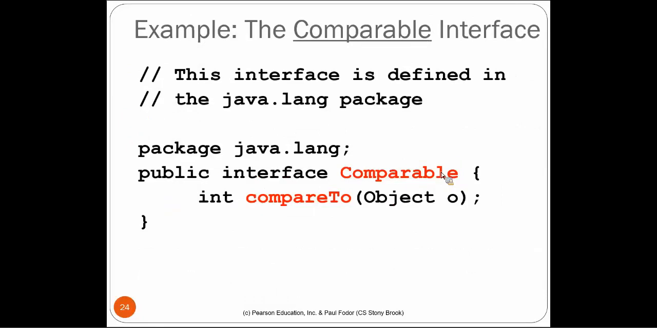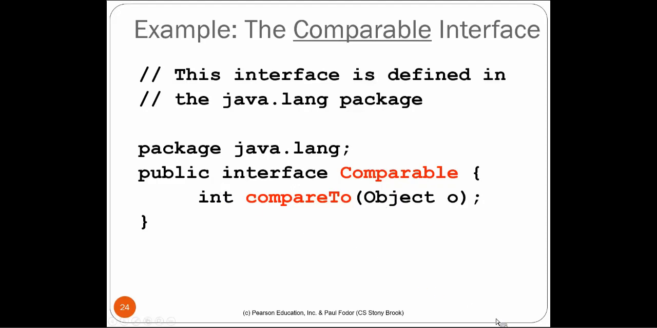So I said that there are two standard interfaces that most of the classes in Java implement, and those two are Comparable and Cloneable. So the first one is Comparable. The Comparable interface is defined in the java.lang package. It contains a method compareTo, and every object that implements the Comparable interface must implement the compareTo method that takes an object and returns an integer.